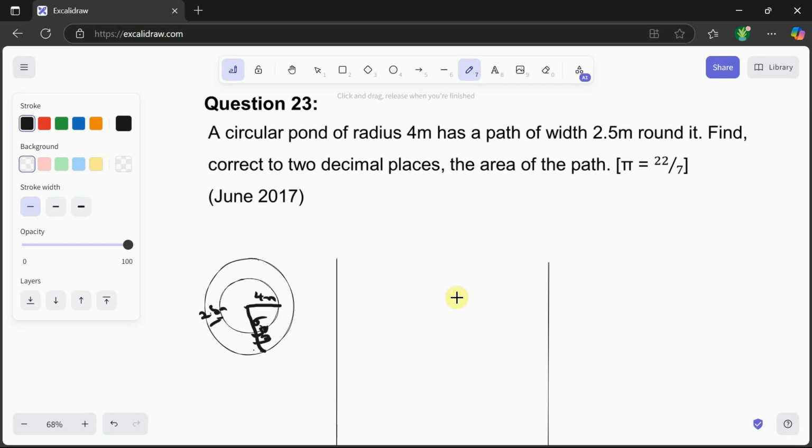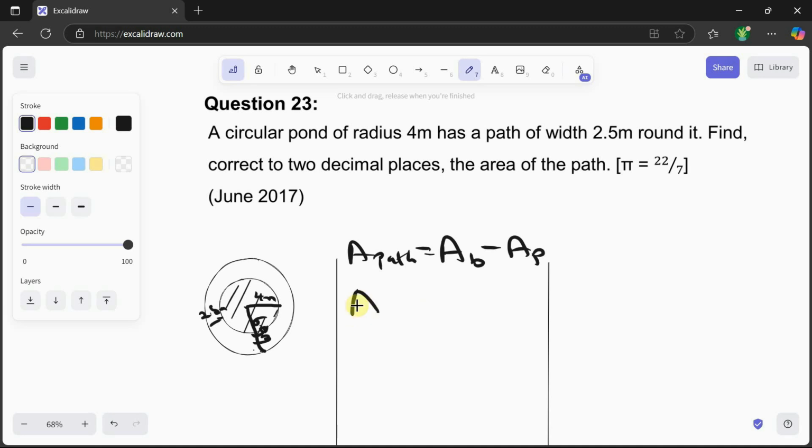So it's now telling us to find, correct to 2 decimal places, the area of the path. If I remove the area of this pond from the area of the big circle, do you agree that we have the area of the path? Yes. So the area of the path is equal to the area of the big circle minus the area of the pond, or the small circle.